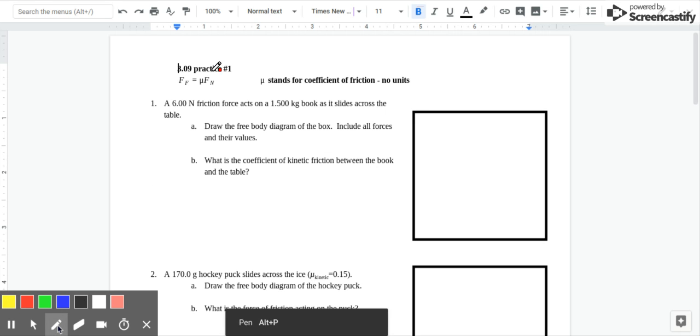Guys, so let's do 3.01 practice 1. It's going to be kind of tedious, actually. That's okay.